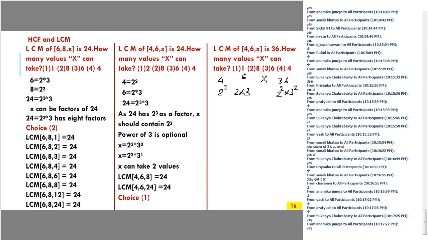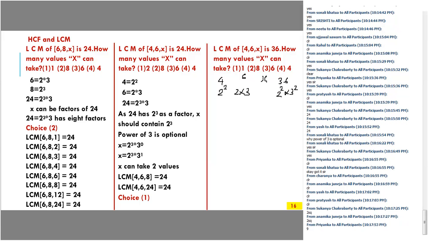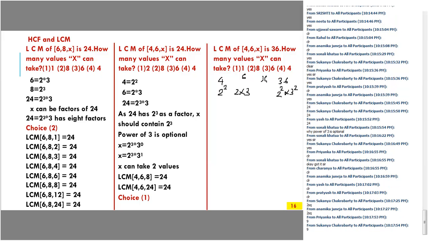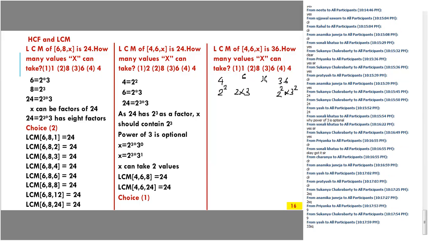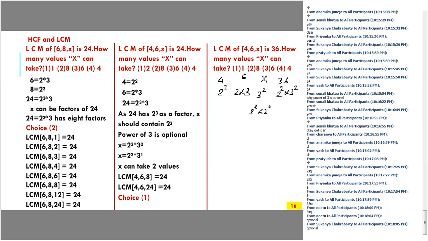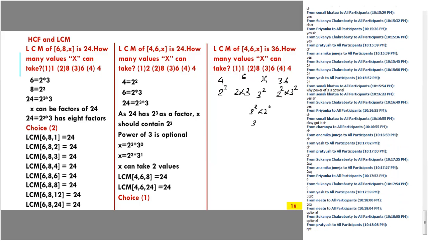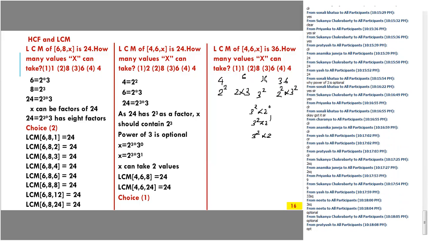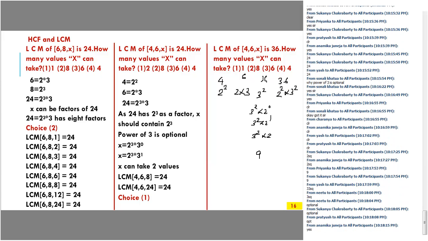What should X contain? Tell me. What should X definitely contain? X should contain 3 square. Should it contain 2 square or not? It can contain 2 powers. Are the 2 powers optional or not? So 9 can come, 18 can come, 36 can come. 3 values or not? Are you clear?